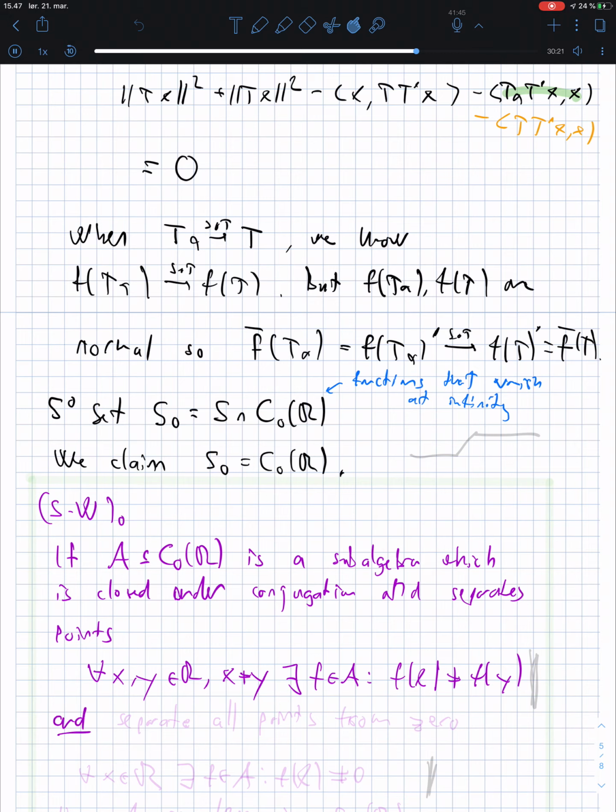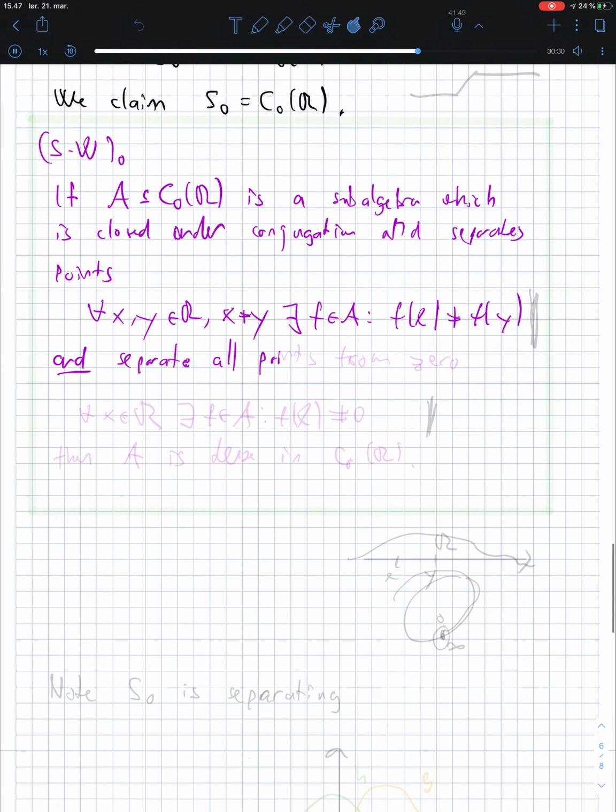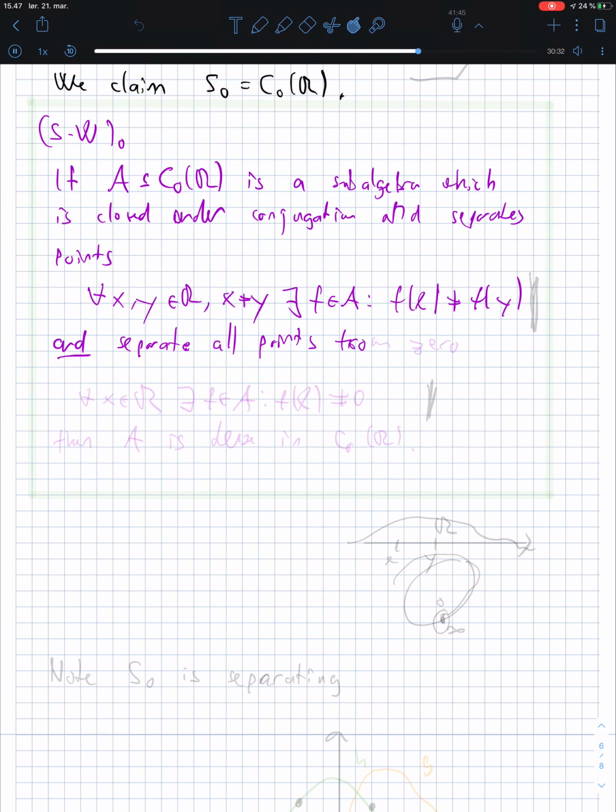and separates all points from 0, in the sense that whenever I have an x in R, there is an f in A such that f of x is not 0, then A is dense in C0 of R.